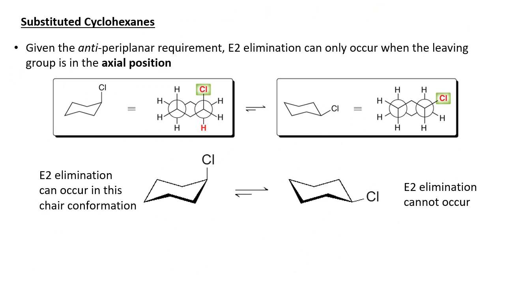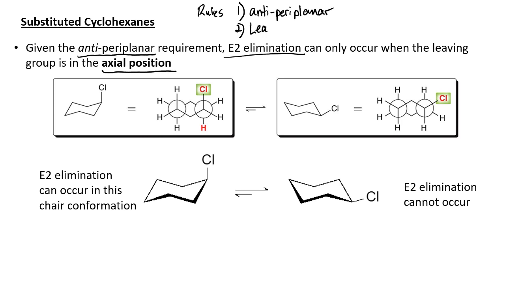All right, let's look at how to deal with a substituted cyclohexane that could undergo an E2 elimination. It's very straightforward. There's two rules you have to follow here. The beta hydrogen and the leaving group must be anti-periplanar like all E2 reactions. And your leaving group has to be in the axial position. So two rules. One, anti-periplanar. Two, leaving group has to be axial.